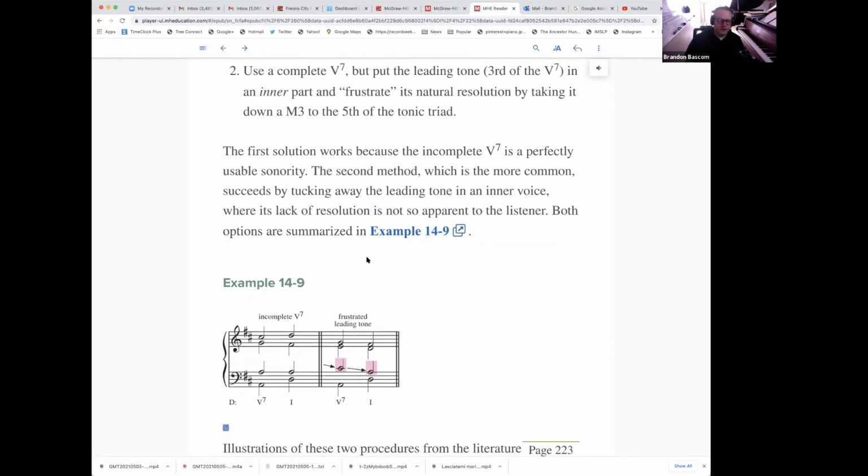Here they are in D major. We have an incomplete dominant seventh. We've got root, root, third, missing our fifth, and of course we have to have our seventh. So that's one way of doing it. Or frustrate the leading tone in an inner voice. Root, third, fifth, seventh.